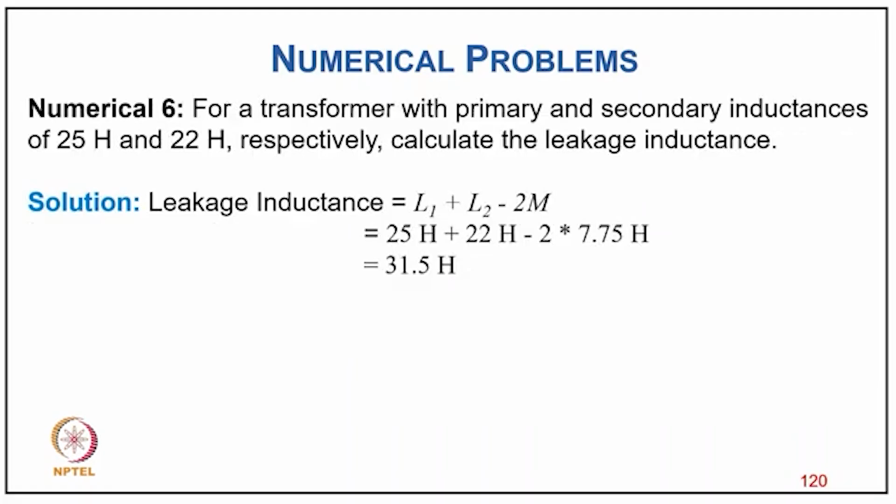Now numerical problem 6: for a transformer with primary and secondary inductance of 25 and 22 Henry respectively, calculate the leakage reactance. So leakage reactance is equal to L1 plus L2 minus 2M. So we have here 25 plus 22 minus 2 into 7.75, that comes to 31.5 Henry.